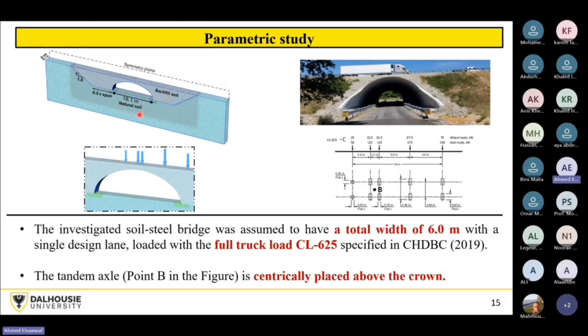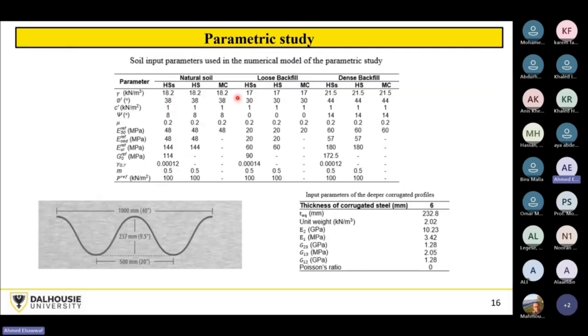The natural soil will affect, of course, the design of the foundations, and the backfill soil has a direct impact on the structure. So these are the parameters of the natural soil, the backfill in the loose state, and the backfill in the dense state across the three models, MC, HS, and HSS. And here we are using one of the deeper corrugated profiles, which has a wavelength of half a meter. And these are the orthotropic parameters, which are based, as I told you, upon the equations proposed around 1980.